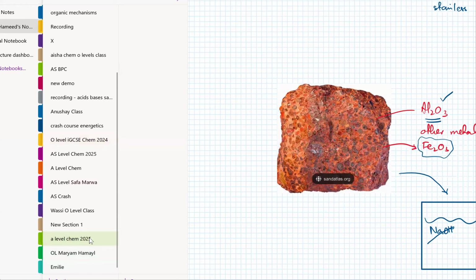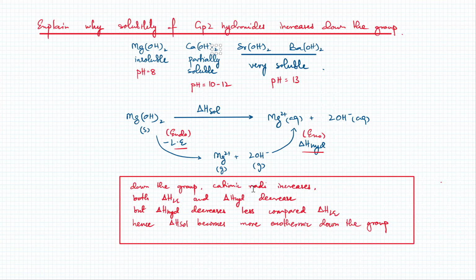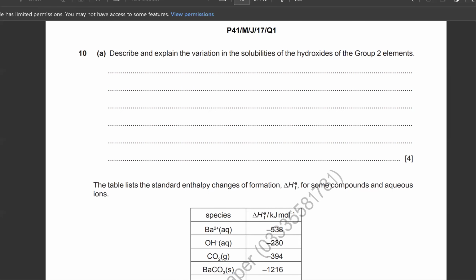It was this one. Down the group, the cationic radius increases. Your lattice energy, breaking the lattice and then hydrating the ions, both of these values will decrease because bigger ions form weaker bonds. But since it's becoming more soluble, breaking the lattice probably becomes easier down the group. So that decreases more compared to this, or this decreases less compared to this. So your enthalpy of solution becomes more exothermic down the group. So this was the standard answer to this question.